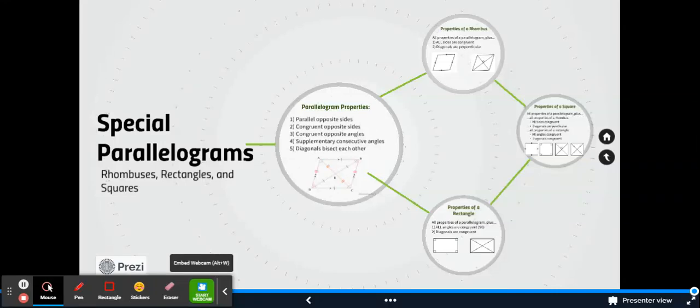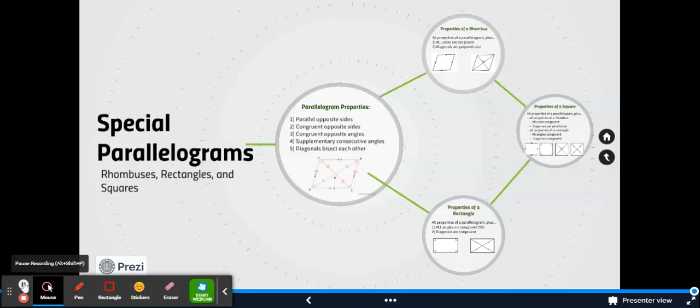Welcome everyone. In today's video we're going to be learning about rhombuses, rectangles, and squares, which are types of special parallelograms. You're probably familiar with what a rhombus looks like, perhaps, what a rectangle looks like, what a square looks like, but today we're going to learn some of the specific qualifications for those shapes to be called rhombuses, rectangles, and squares.